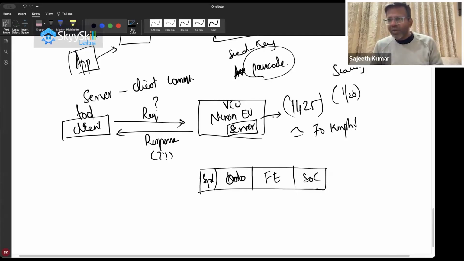But in our case, what we do is we work with OEMs. The OEMs I work with tell me, okay, this is the CAN message, this is how it is packed, this is how it is scaled. So we are able to retrieve from that.